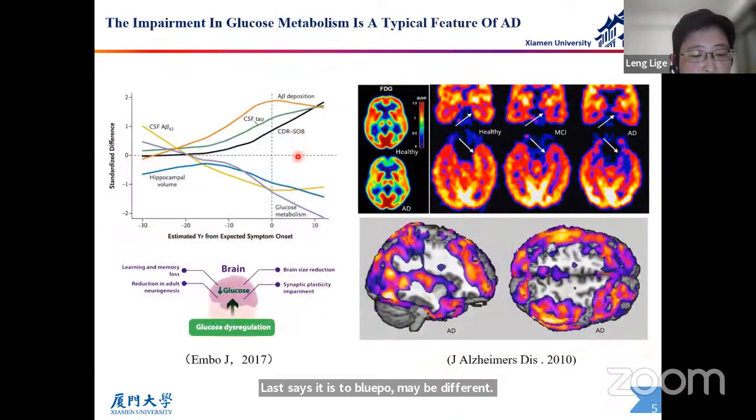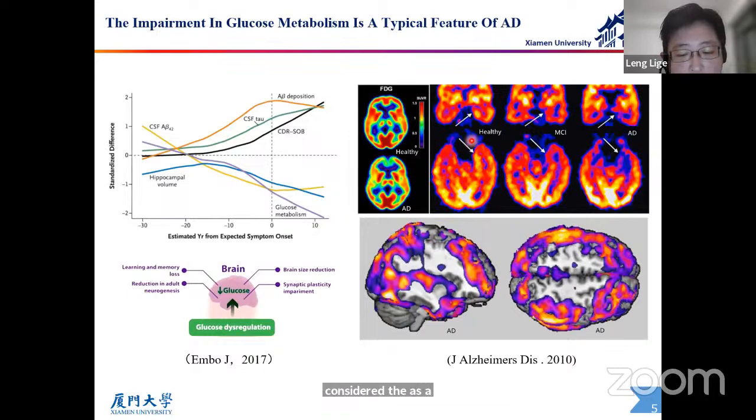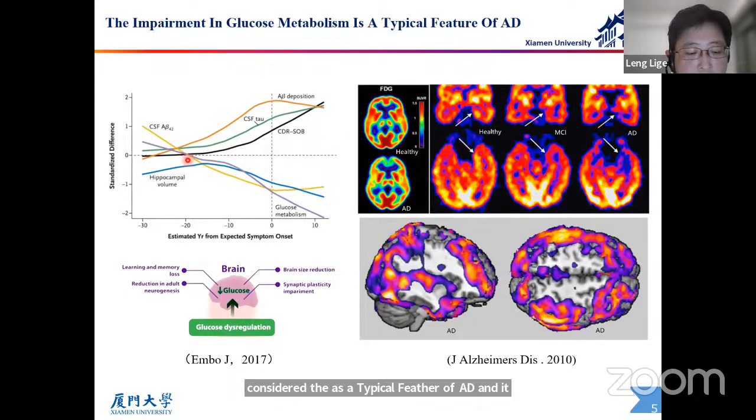Mounting evidence also suggests that AD shares multiple characteristics of metabolic disease. For instance, the impairment of cerebral glucose metabolism is considered a typical feature of AD, and its occurrence precedes cognitive dysfunction for decades in patients.